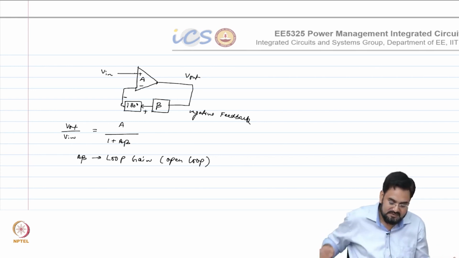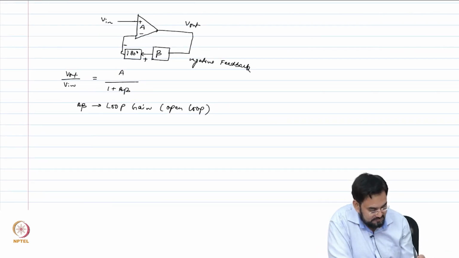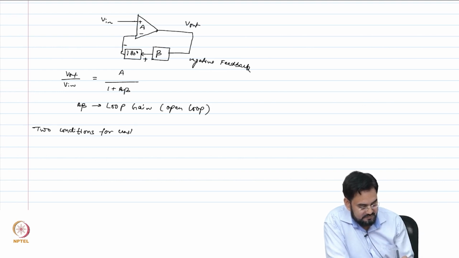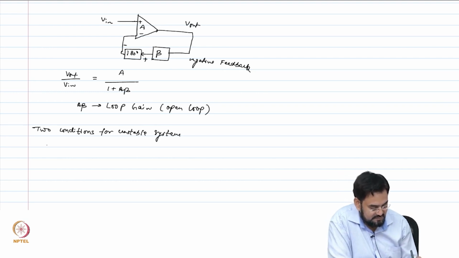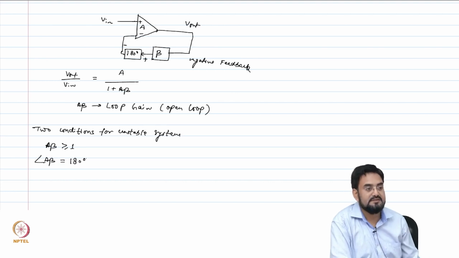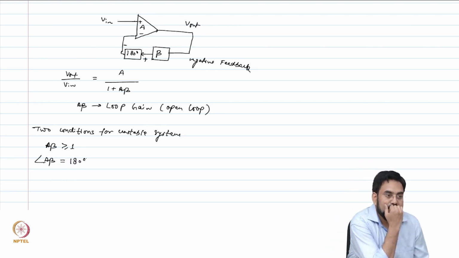So there are two conditions for an unstable system: A beta greater than or equal to 1, and angle of A beta equal to 180°. Why gain A beta more than 1? Because it will shift the pole towards the right.